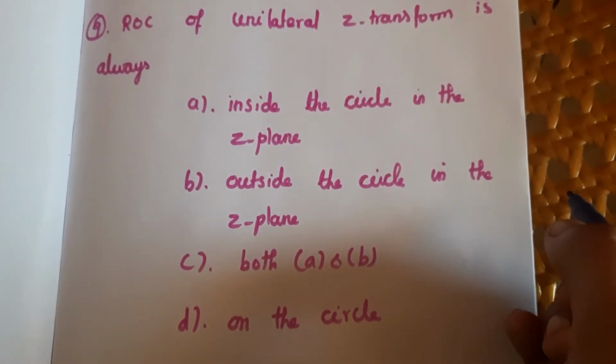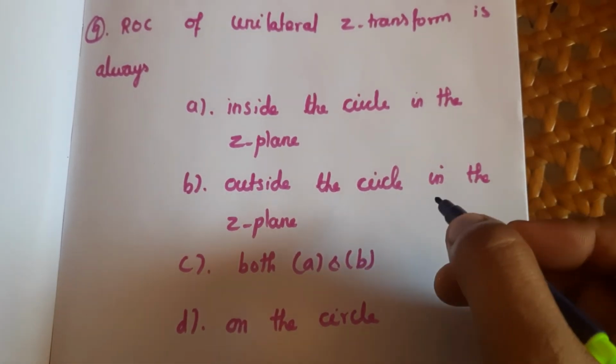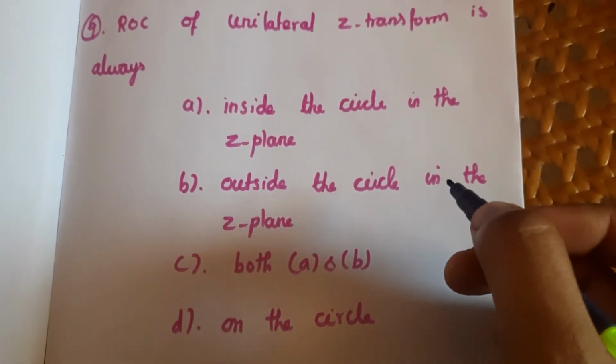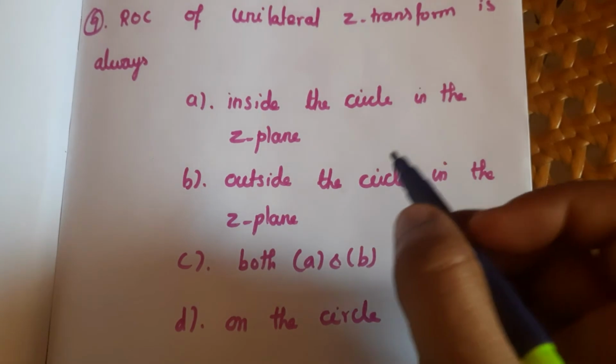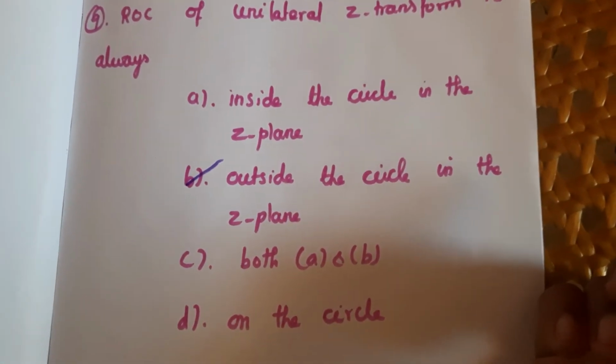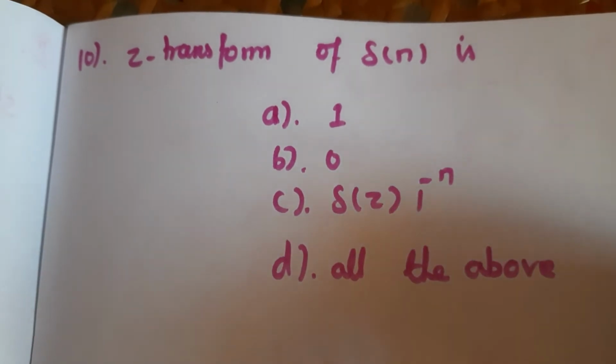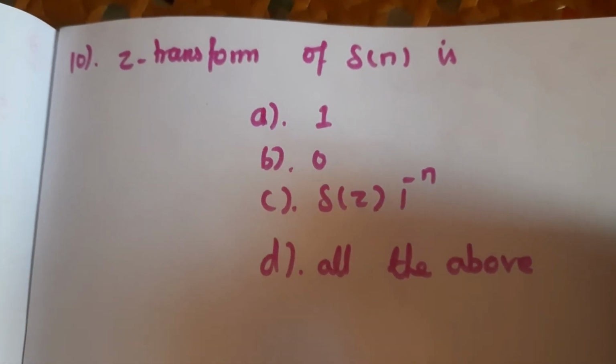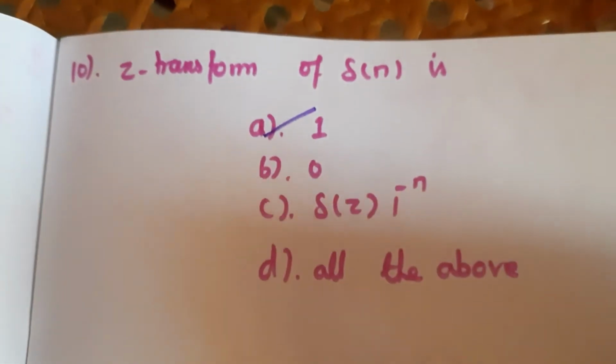For unilateral Z transform, it includes Z equal to infinity. So here the answer is B, outside the circle in the Z plane. B is the answer. 10th question, Z transform of delta of n is equal to 1. So here the answer is E.